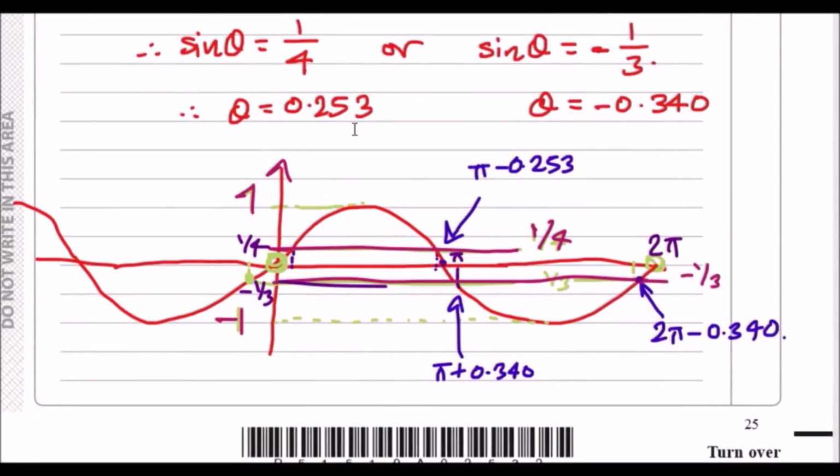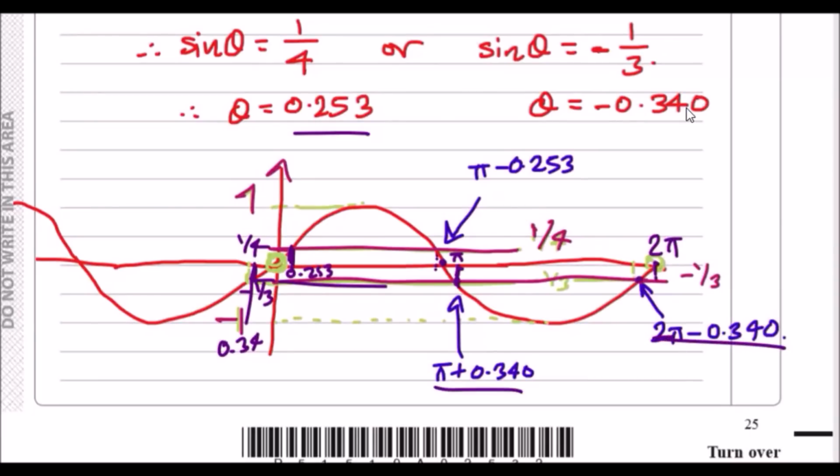Now, to find valid solutions, you can see that for a quarter, we had 0.253. This means that at this point, the solution was 0.253. And same for this one, it says theta was minus 0.34. So in other words, minus 0.34 is on the left side. This means on the right hand side, if you continue through this line, you'll find that this solution here would be pi plus 0.34. And if you carry on across, and here this is 2 pi, this is 0.34 less than 2 pi, so 2 pi minus 0.34.